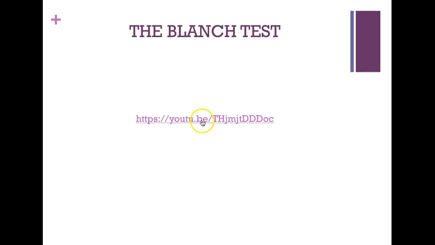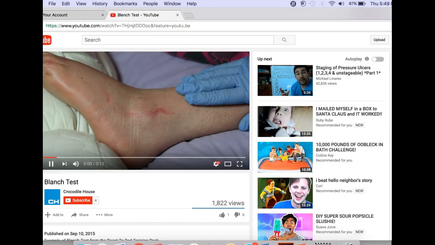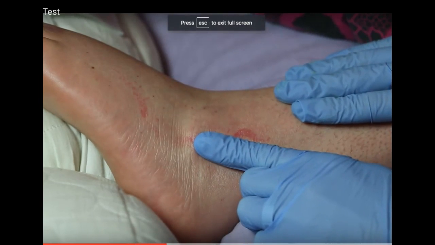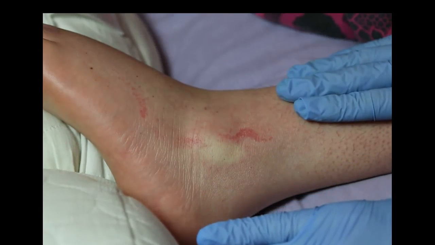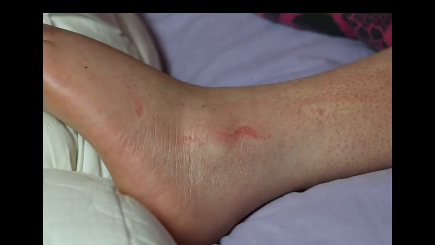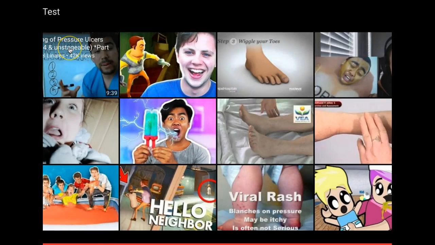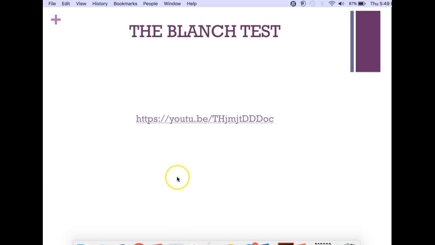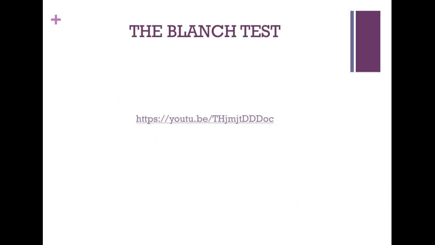This video gives you an idea of what I'm talking about with the Blanch test. There's no sound. It just shows you what I'm talking about. They push your finger on it, it turns white, and then the color immediately returns. So there's still adequate perfusion for that individual. So that's the Blanch test.